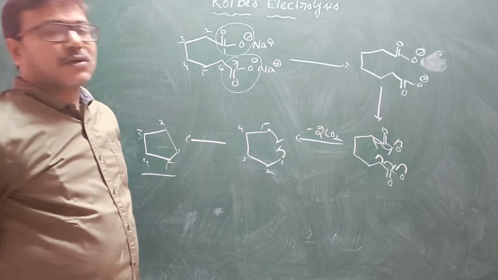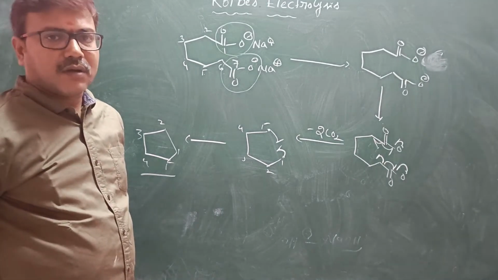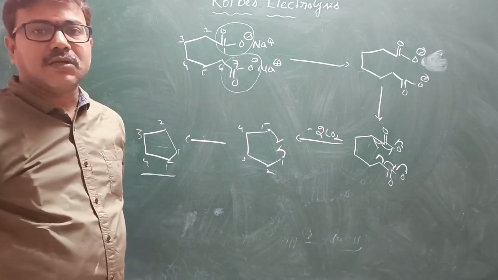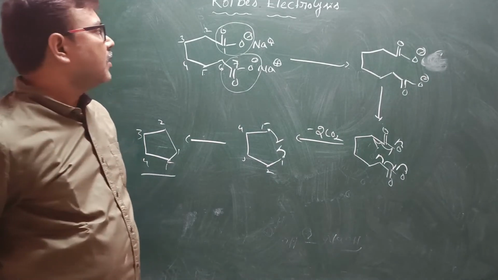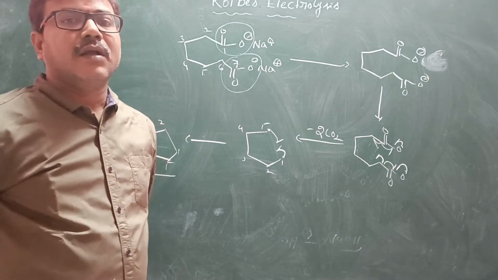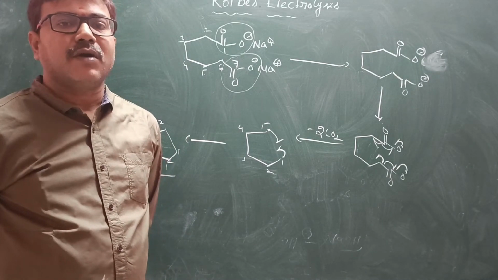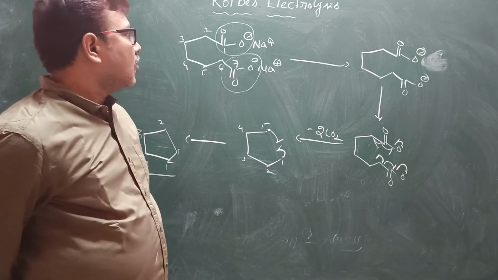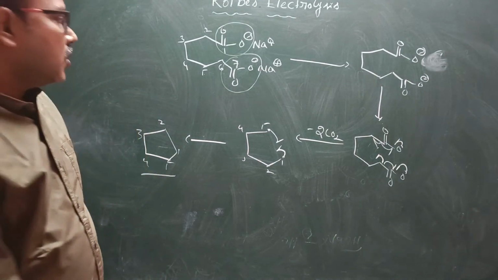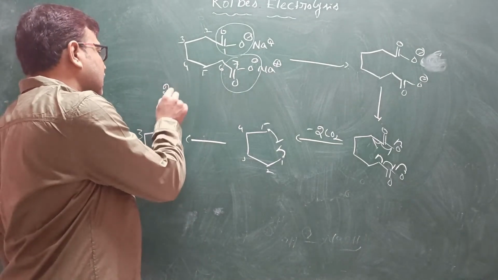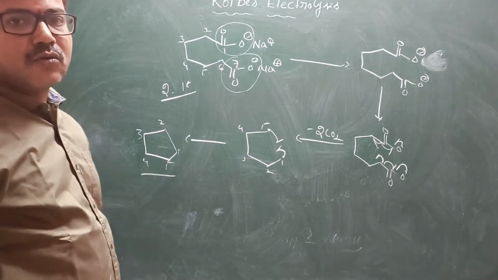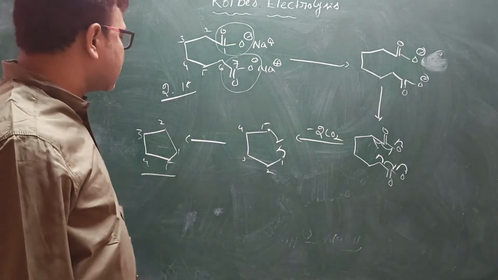Okay, Kolbe's electrolysis has 2 types of reaction. One is intermolecular Kolbe's electrolysis, another is intramolecular Kolbe's electrolysis. Kolbe's electrolysis is not suitable for the preparation of methane and also not suitable for the preparation of odd number hydrocarbons. It is suitable for the preparation of even number hydrocarbons. In even number hydrocarbons, the carbon chain contains 2 to 18 carbons. It gives a good percentage of yield.